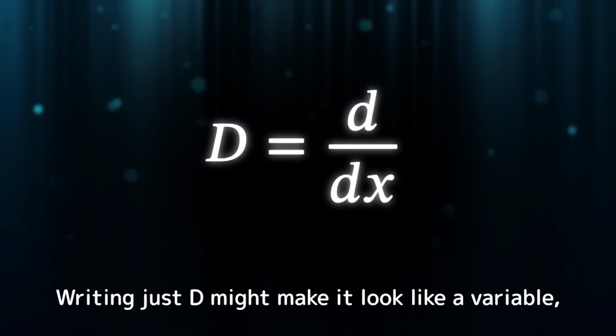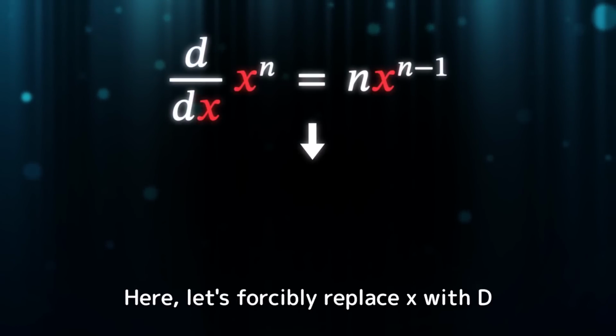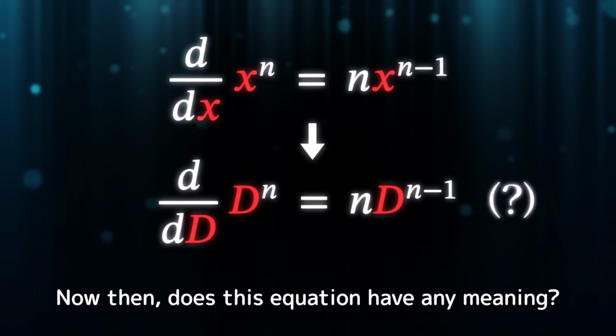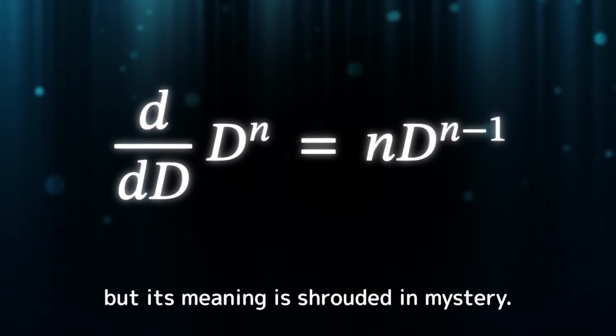Writing just d might make it look like a variable, but it actually represents the operation of differentiation. Here, let's forcibly replace x with d in the earlier formula. This gives us the following. Now then, does this equation have any meaning? At first glance, it looks like a familiar formula, but its meaning is shrouded in mystery.